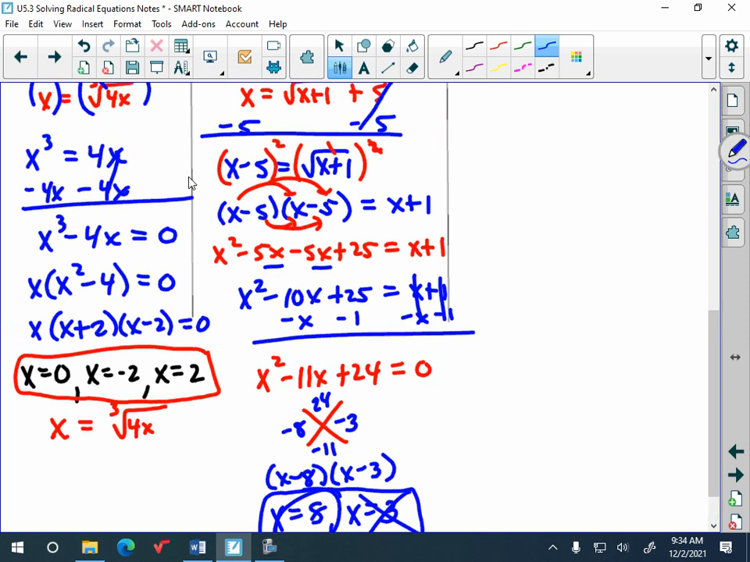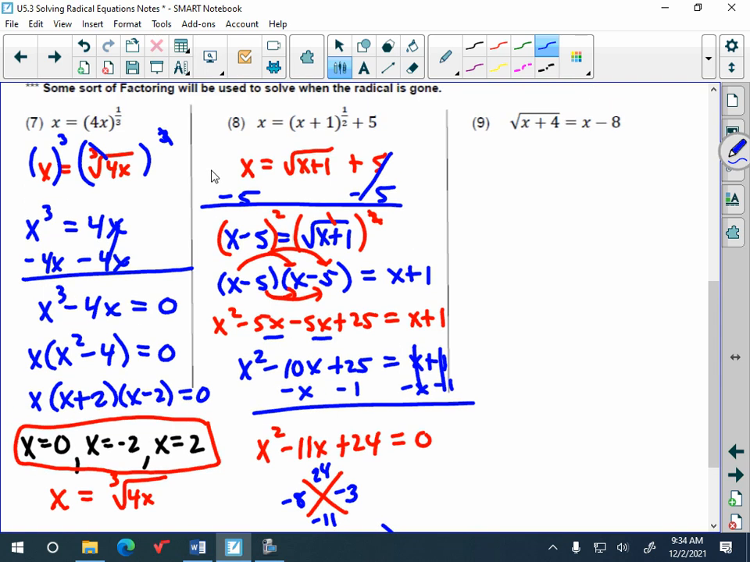All right, so let's do one more. Same idea as number 8. The radical's already isolated for you, so we'll just square both sides. So the left side just becomes x plus 4. The right side, since it's a binomial being squared, we have to write it twice. And then distribute, double distribute.